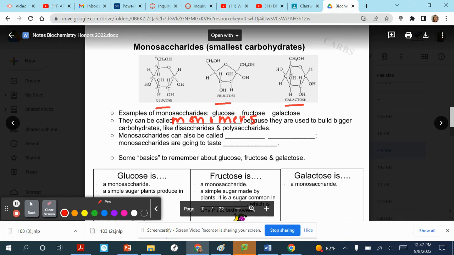Now, if you taste glucose, fructose, or galactose, you'll note that they taste sweet. And since they taste sweet, we have a name for them. We can say that they are simple sugars. Anytime you eat something that has simple sugars in it, it's going to taste sweet. They're just simple, small molecules. When they hit your taste buds, you're going to register that they taste sweet.